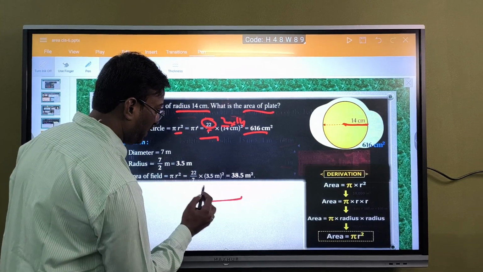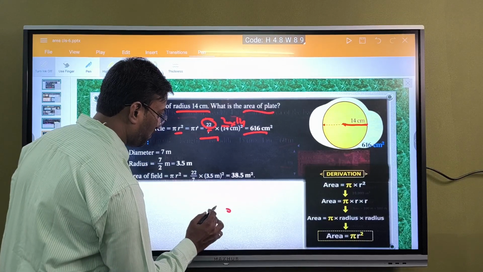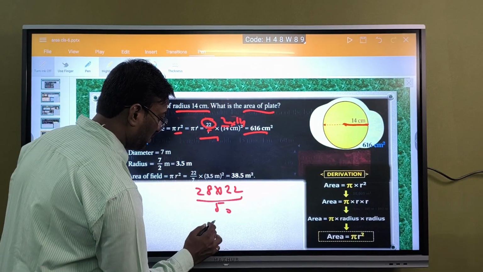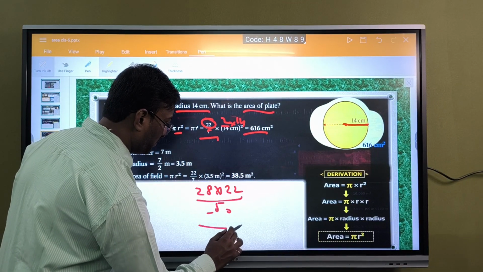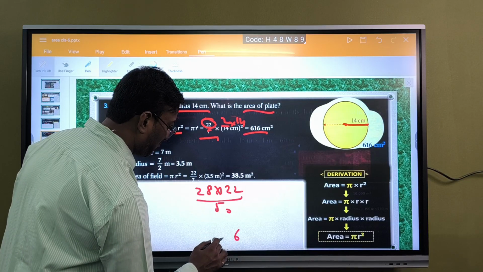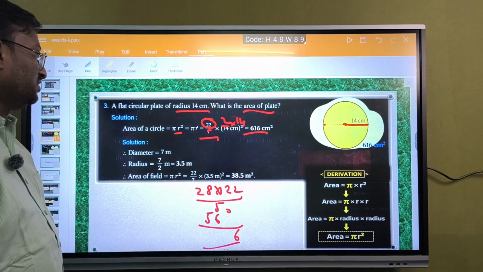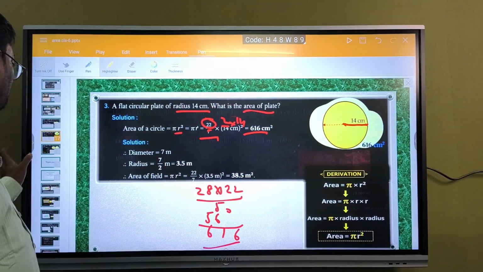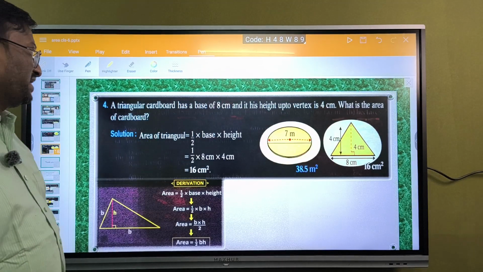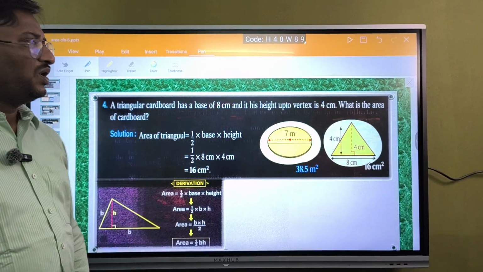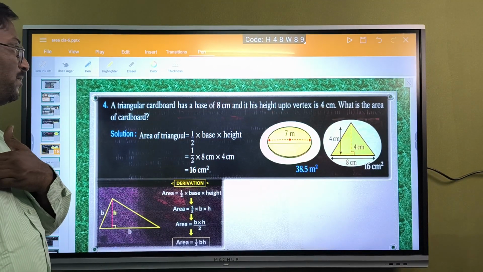Multiplying 28 by 22 step by step gives 616. Centimeter into centimeter is centimeter square, so the area is 616 centimeter square. Simple multiplication. Okay, children, we shall try to have one more problem here.